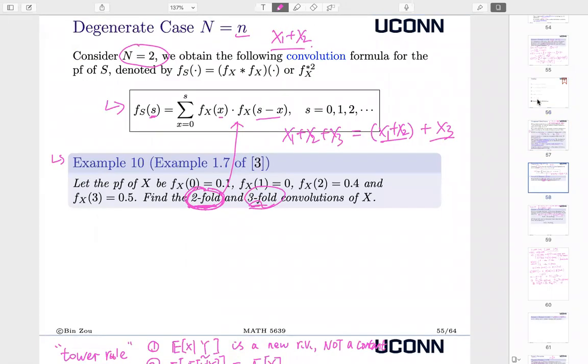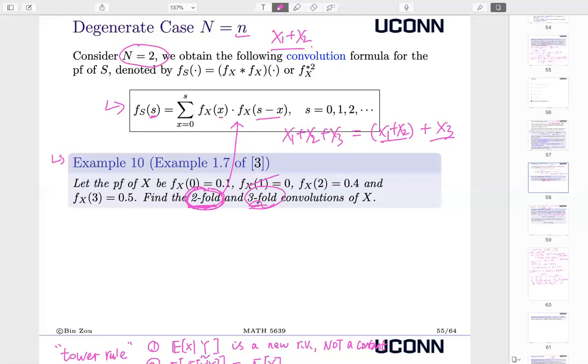The first one is an example. Okay, I will show you how to solve this example. In this example, we know the probability function of x. It can take 0, 1, 2, 3. Or actually, it does not take 1. The probability of 1 is 0, so you can cross it out. Now we want to find the twofold and the threefold convolutions of x. Okay, let's do twofold.